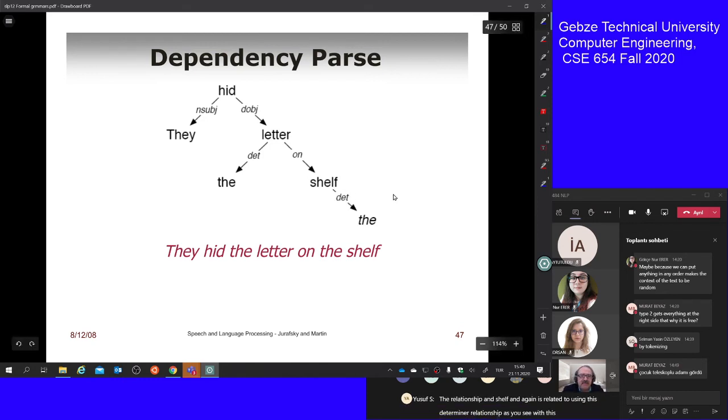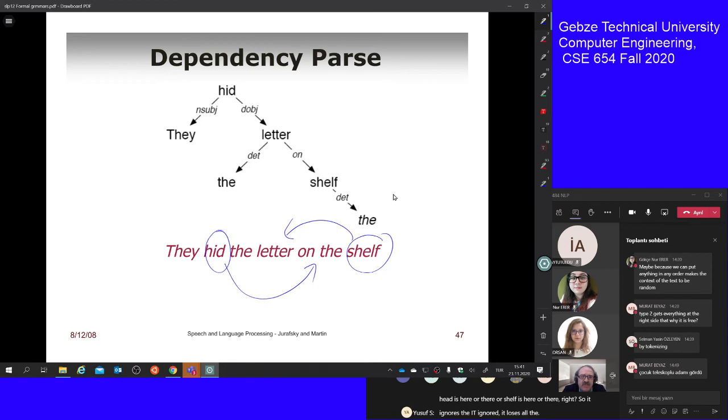As you see, with this tree, it doesn't matter if hid is here or there, or shelf is here or there, right? So it loses all the ordering relationship. That means given a sentence, if I produce a parse tree like that, that doesn't mean that I accept or reject this string. It is not as powerful as context-free grammars. This is only useful for producing the relationships between the words.